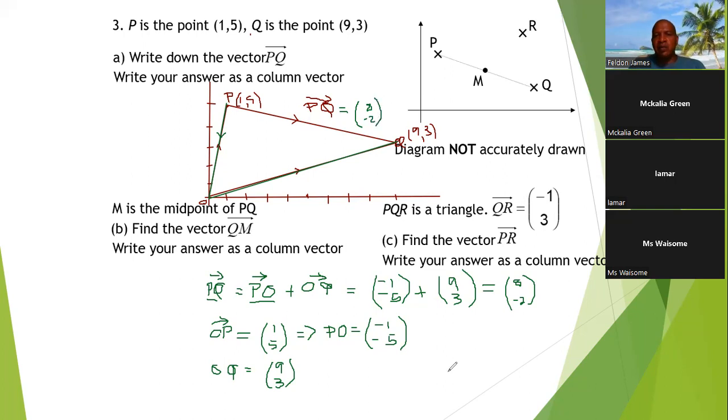Now suppose they ask what is the magnitude for PQ. What would you do now? Find the square root.